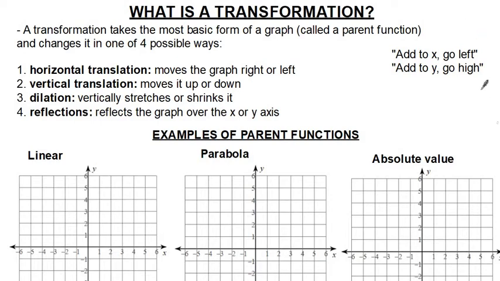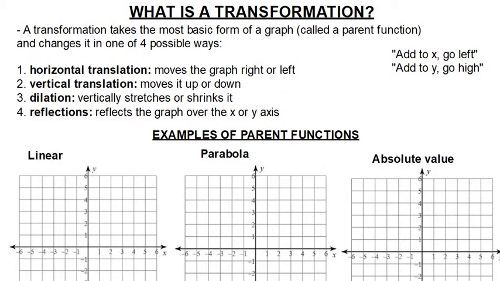Alright, so in this video I want to talk about a pretty important concept called a transformation. We use this a lot in algebra, and the idea in the broadest sense to transform something means to change it around. And there's four main ways that you can change a graph. You can move it left or right, and that's called a horizontal translation. You can move it up or down, that's called a vertical translation.